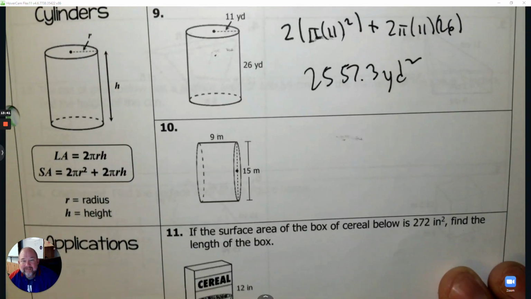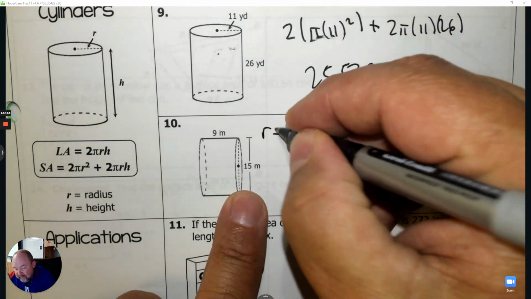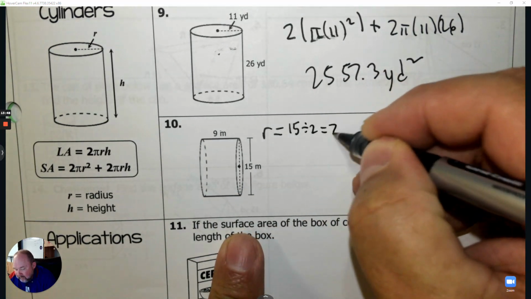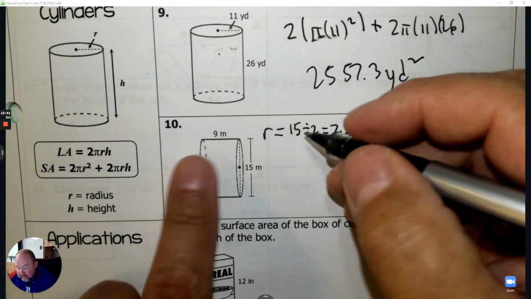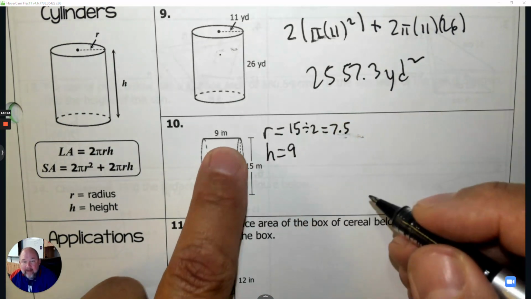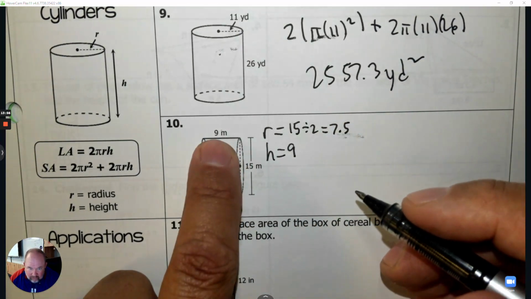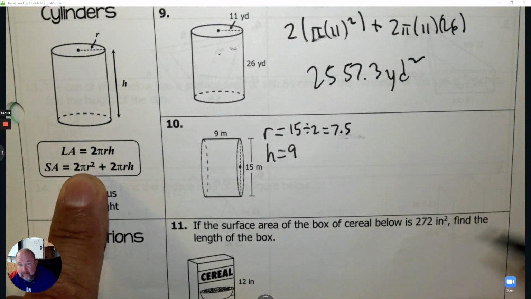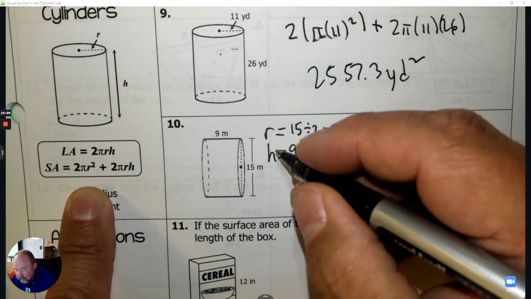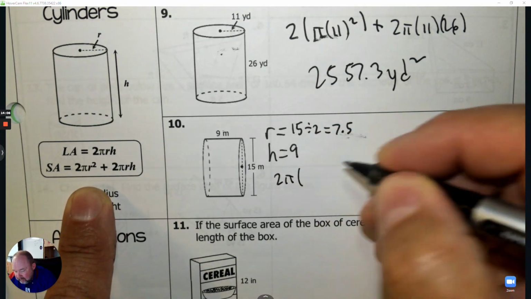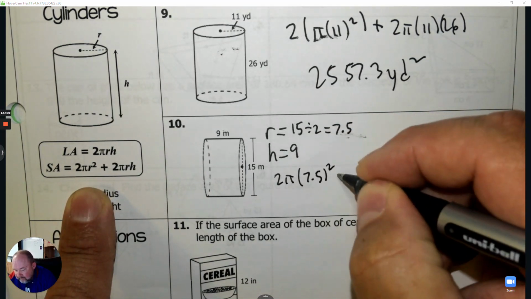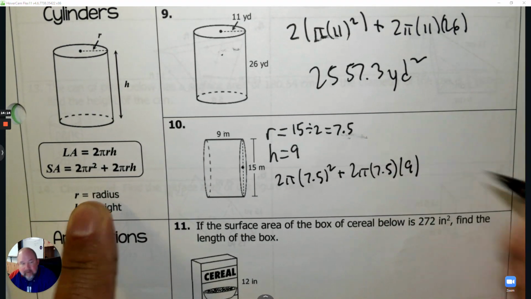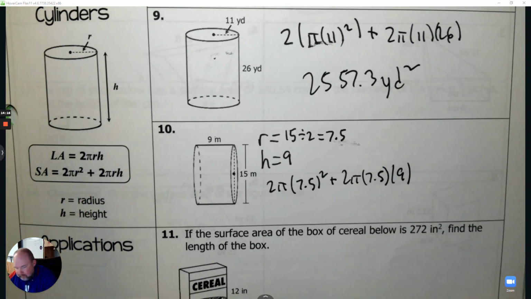Next one, again a cylinder. Just know that this is the diameter, so divide it by 2. So 15 divided by 2, that's 7.5. That's what I'm going to use. The height, it's on its side, so the height is really the distance between the 2 bases, which is 9. And then the formula. So I'm going to go right here, surface area. So that is 2 pi r, which is 7.5, plus 2 pi 7.5 times the height, which is 9, using that formula, and then plug in.